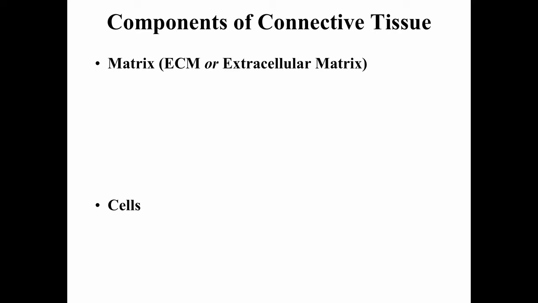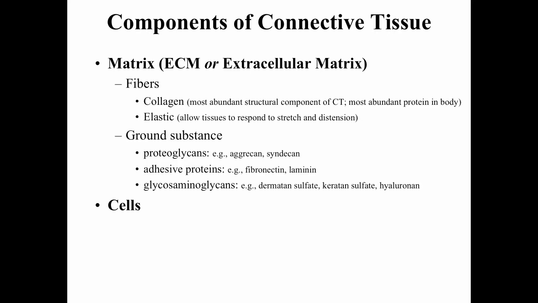The matrix, or ECM, extracellular matrix, consists of fibers, essentially two types of fibers: collagen fibers, which are the most abundant fibers in connective tissue, and elastic fibers. Collagen fibers are actually the most abundant structural component in connective tissue. Collagen is the most abundant protein in the body. Elastic fibers, as you might imagine, allow connective tissues to respond to stretch and to distension.